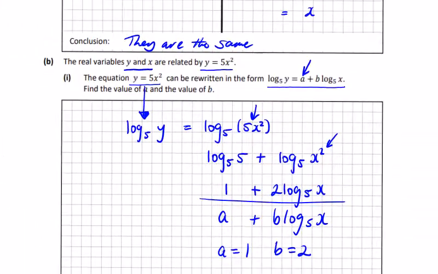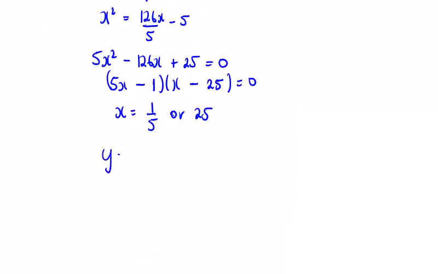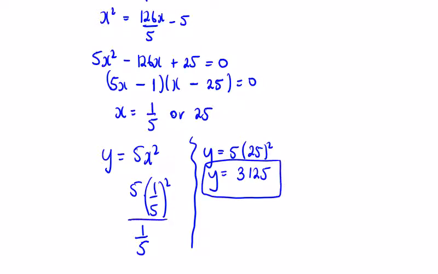Earlier on in the question we were given y is equal to 5 times x squared. So y equals 5x squared. So for x equals a fifth, 5 times 1 over 5 squared, so that's going to be 1 over 5. Or for x equals 25, y is equal to 5 times 25 squared. 5 times 625 is 3125. And there are the two solutions for y. So quite a tricky logs question. There's a lot of substitution back in and stuff, but definitely doable.